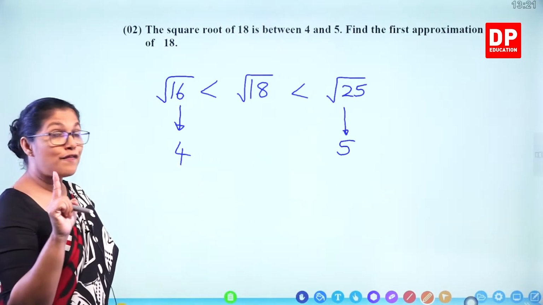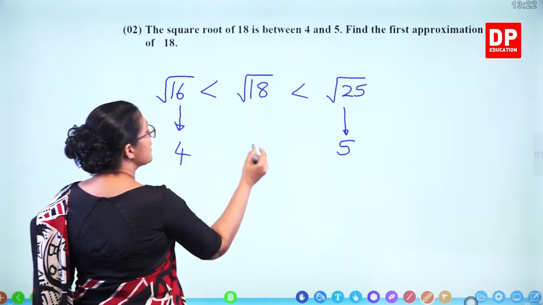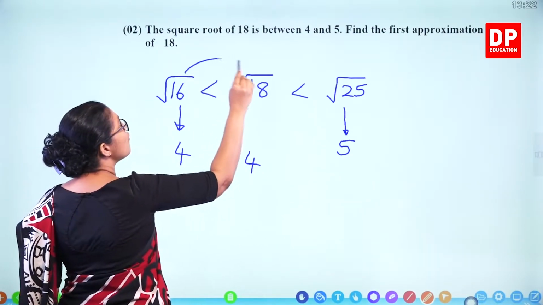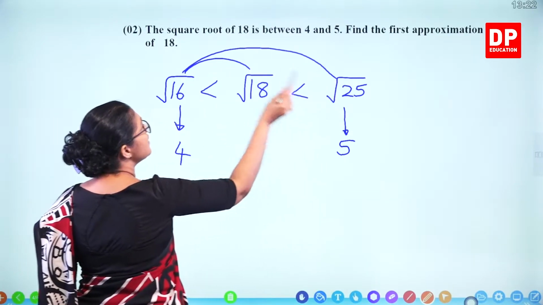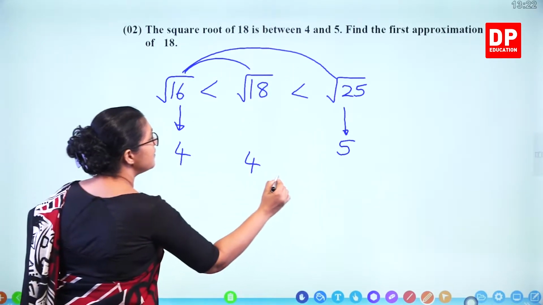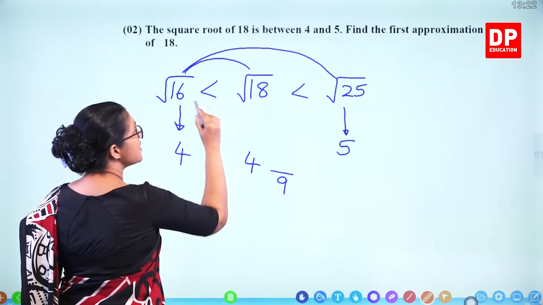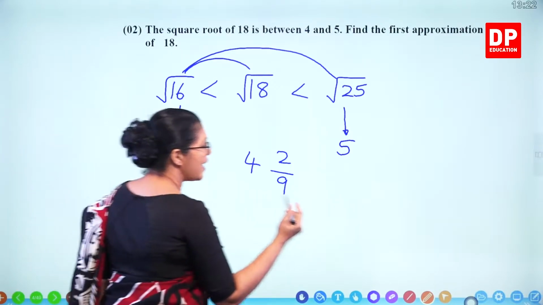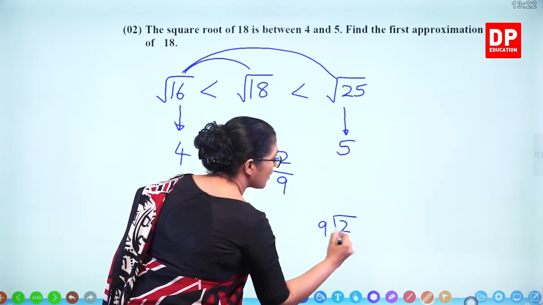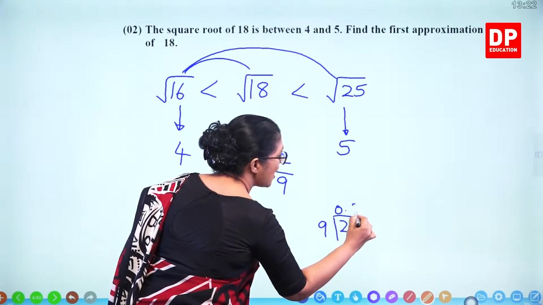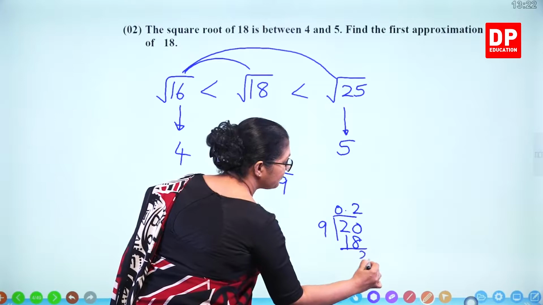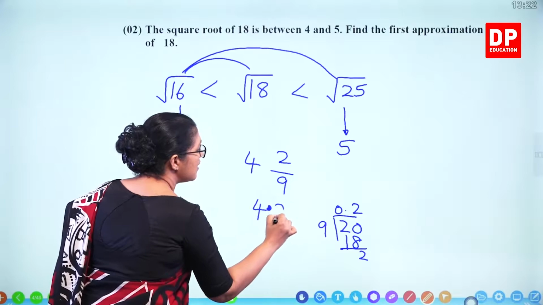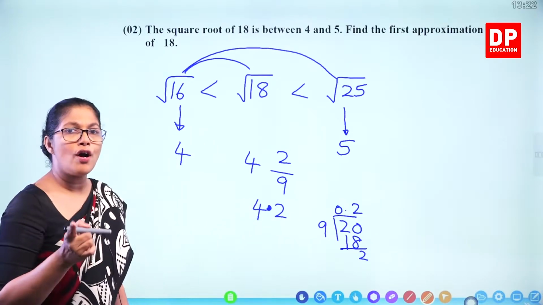So we need to find the first approximation. So what's the value of root 18 then? 4. And how do you find the fraction? You can find the difference between these two, that's 9. Here, what's the difference here? 18 and 16, 2. So 2 over 9. What's 2 over 9 roughly? 9 times 2, 18. So 4.2. So that's the first approximation for root 18.